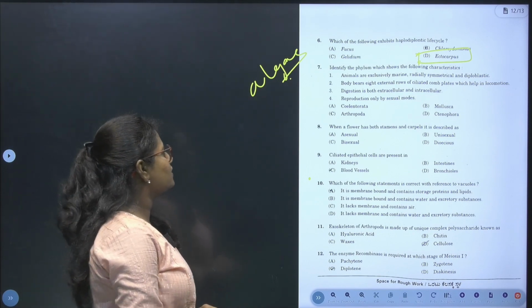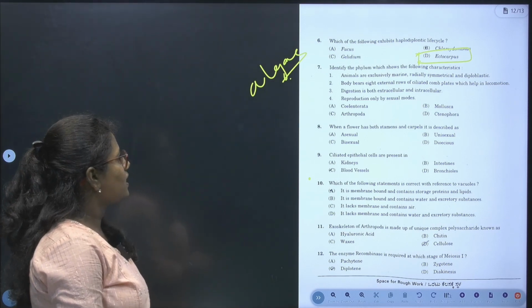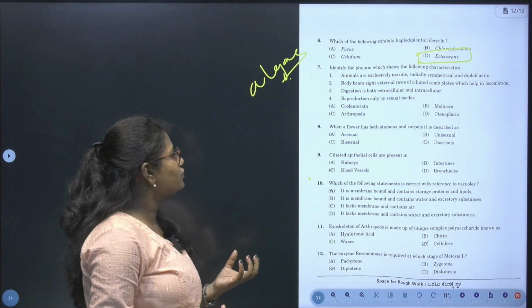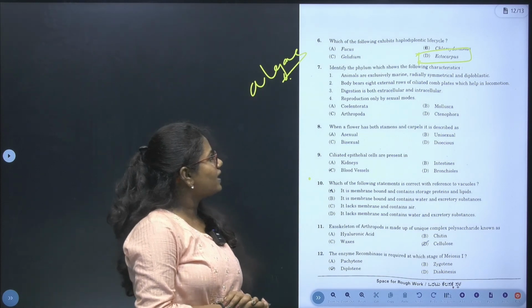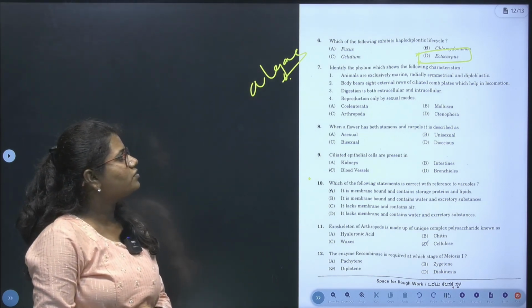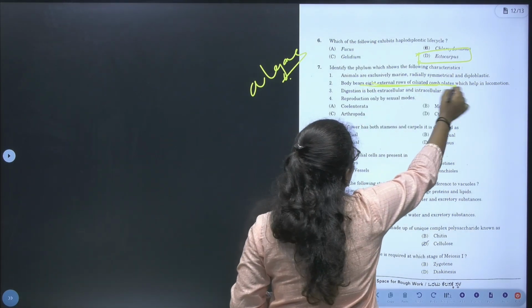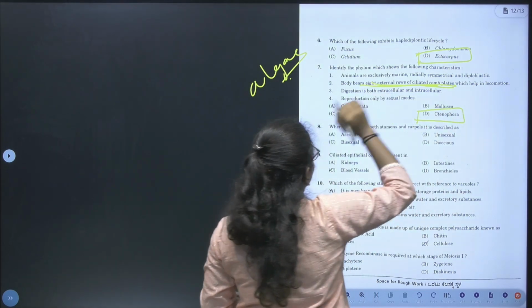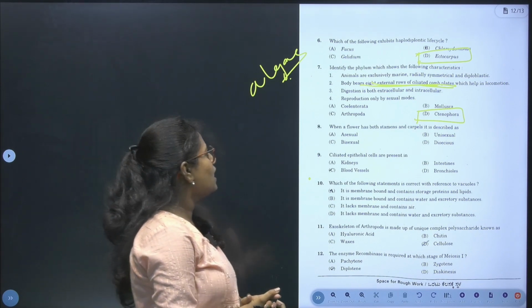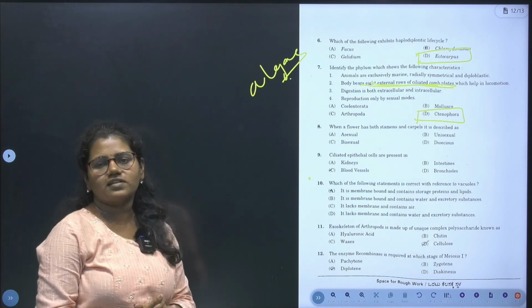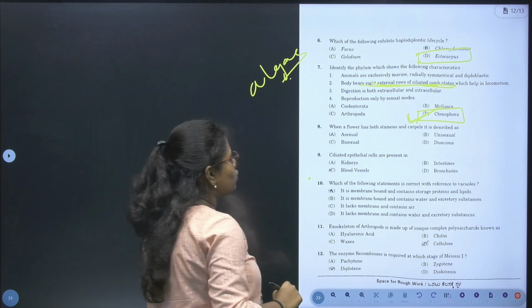Next question, question number 7. Identify the phylum which shows the following characteristics. Animals are exclusively marine, radially symmetrical and diploblastic. Body bears 8 external rows of ciliated comb plates which help in locomotion. Yeah, so these are the characteristic features of Ctenophora. Option 3 is digestion is both extracellular and intracellular, yes, and reproduction is only by sexual mode. So the correct answer here is phylum Ctenophora.